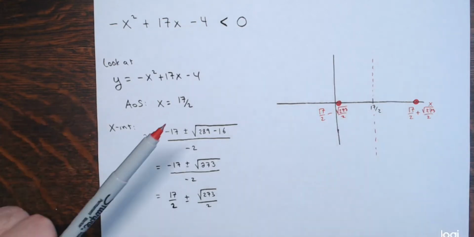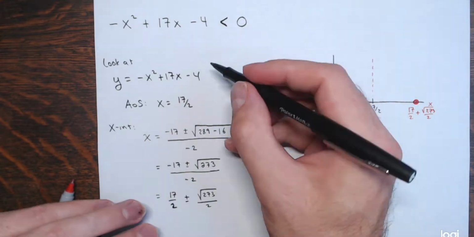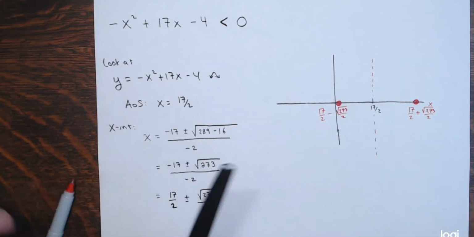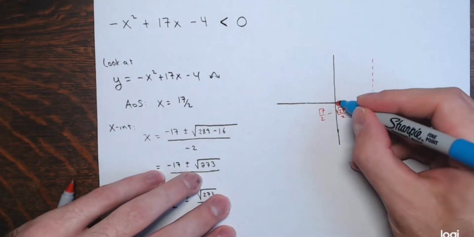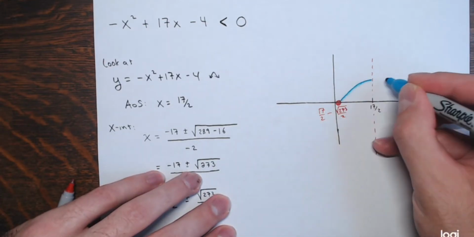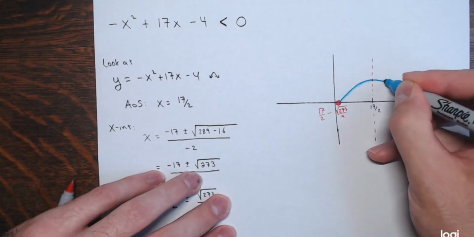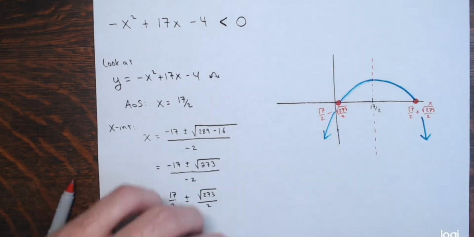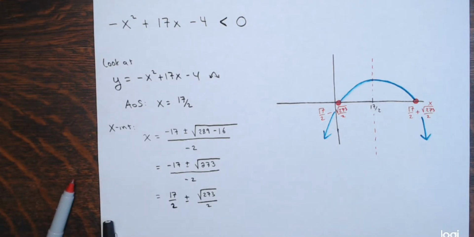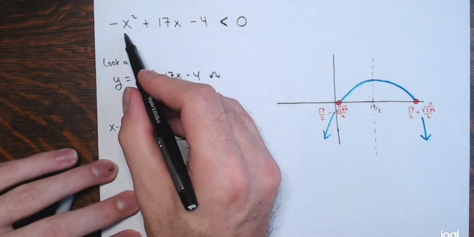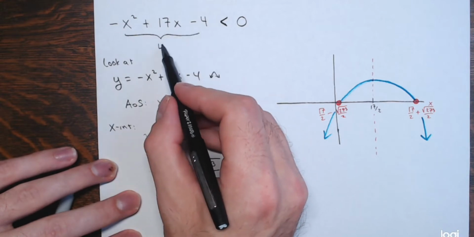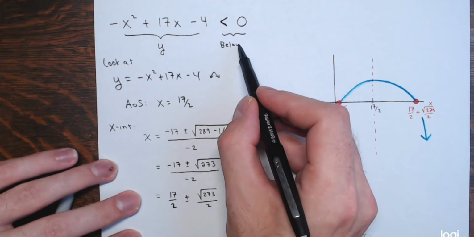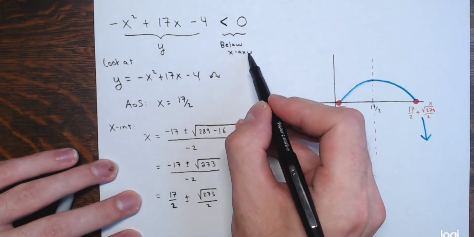And we know this parabola opens down, right? The lead coefficient is negative. So this parabola is going to look something like this. Again, very, very rough sketch. It's got to open down. And we are looking for what values of x give me a y value less than 0. And less than 0 means below the x-axis on this graph.